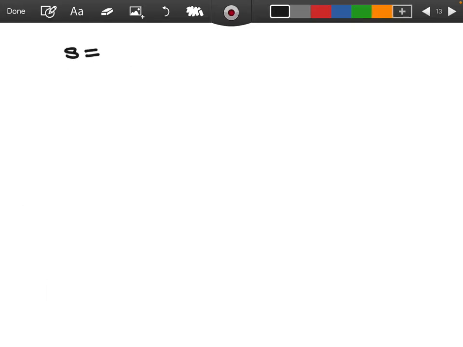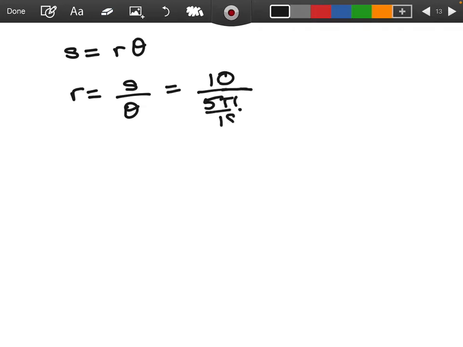Now I can use my arc length formula. So I know from my arc length formula that the arc length is equal to the radius times the angle. Well, I need to find the radius, so I'm going to divide both sides by that angle. So that tells me that I would have 10 divided by 5 pi over 18, which would be 180 over 5 pi, which is approximately equal to 11.46 centimeters. Whenever you're dealing with sides, I would recommend you put them to 2 decimal places. When you are dealing with angles, try and keep them as fractions if possible, especially when you are dealing with radians.